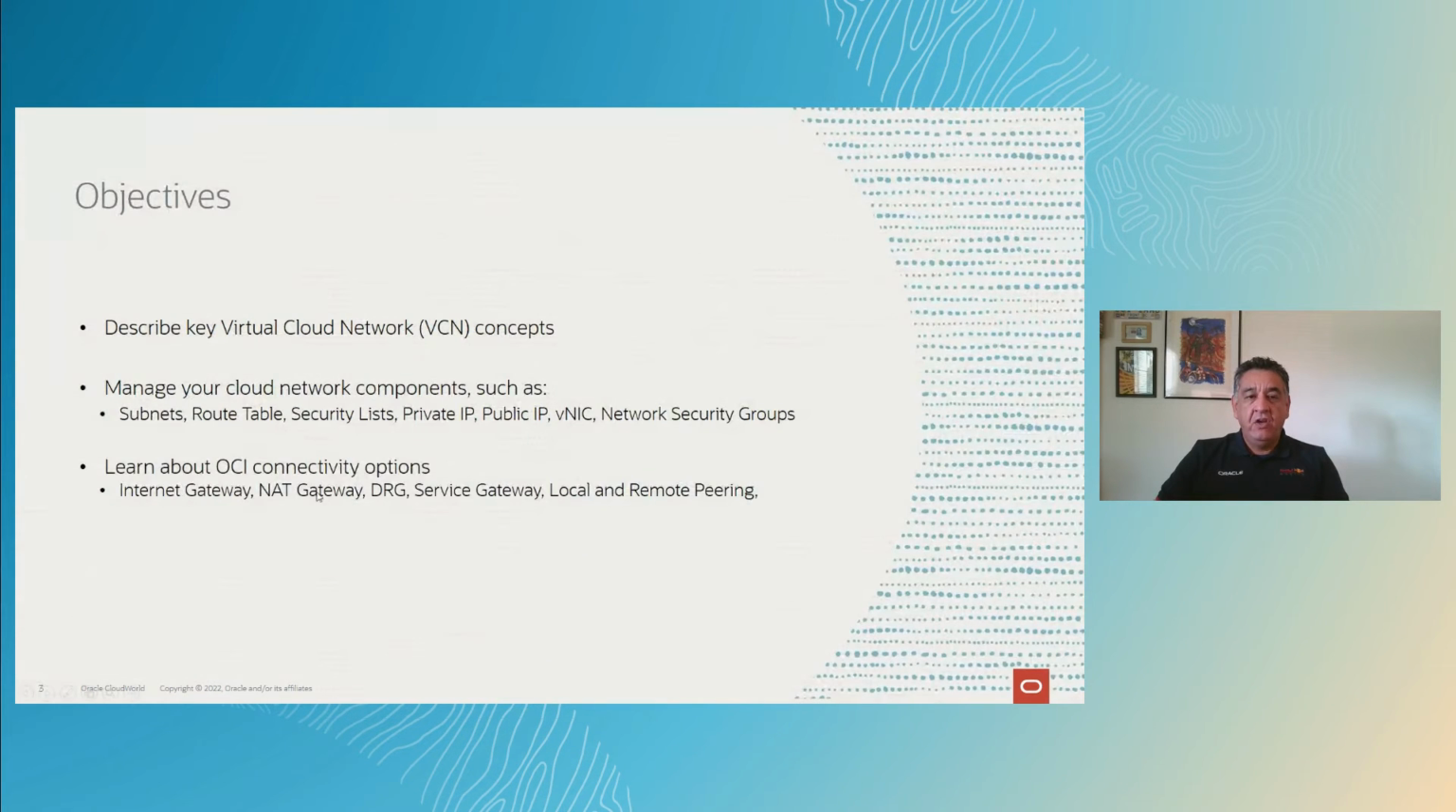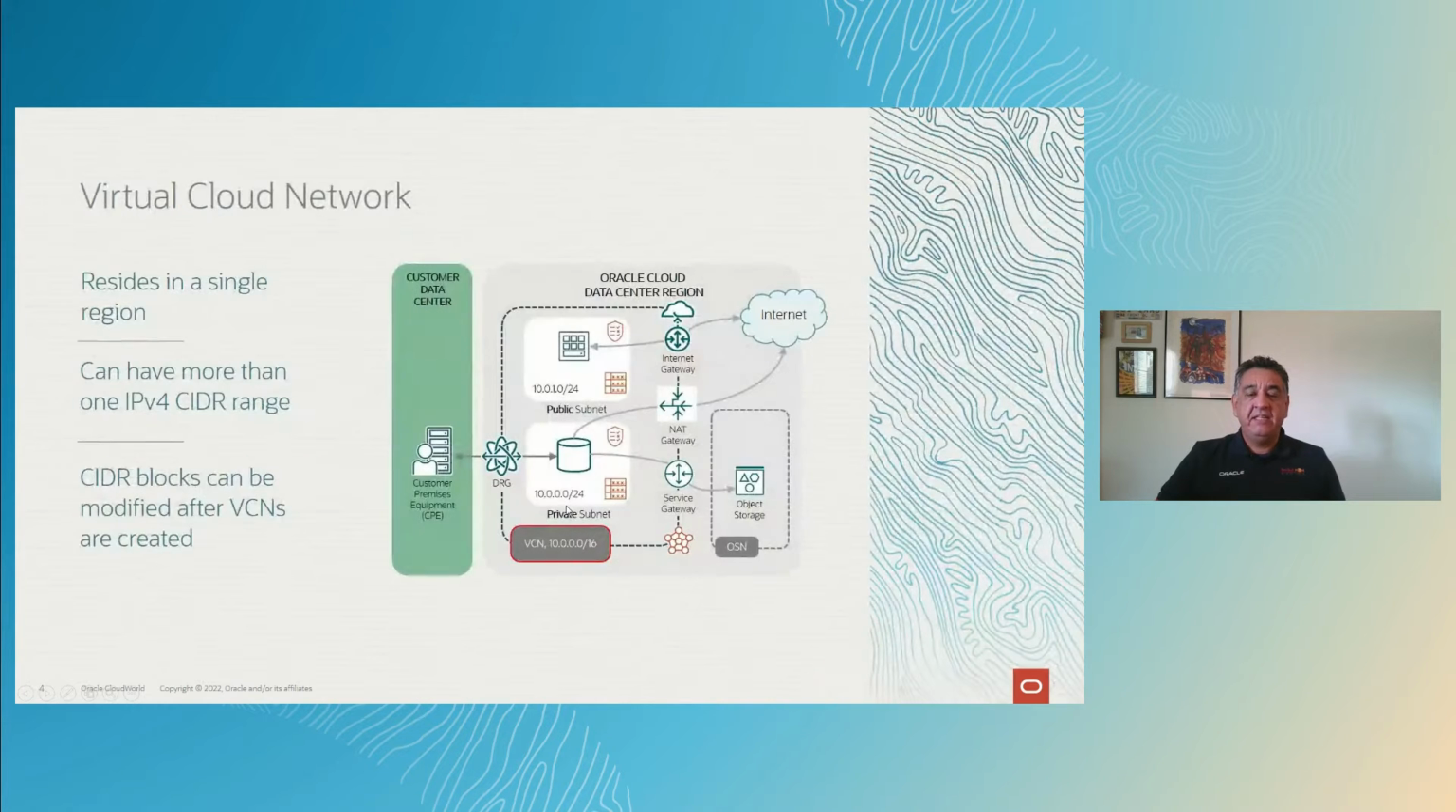So let's go ahead and take a look at the objectives. Today, we are going to be describing the virtual cloud network, the resources that we have, like the security lists, the network security groups, route tables, public IP addressing, private IP addressing, and connectivity to the outside world, like the internet or your on-premises. And what do we use to get there? We use gateways, the internet gateway, the NAT gateway, but let's go ahead and actually see them.